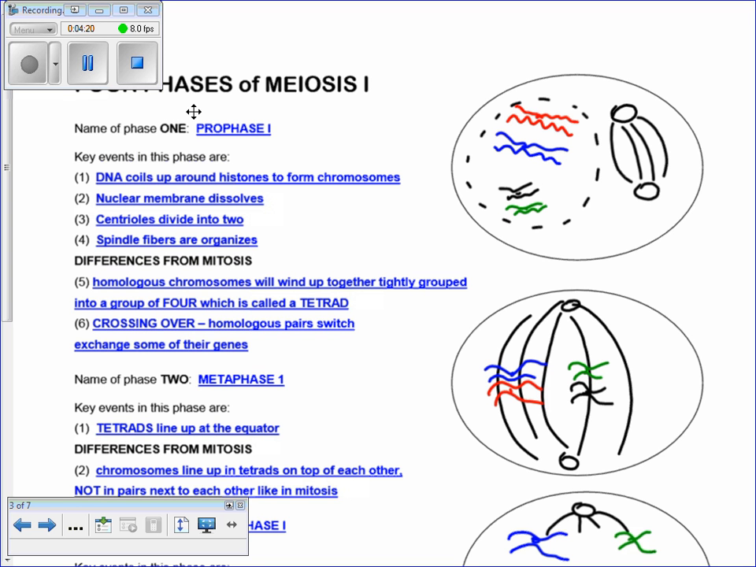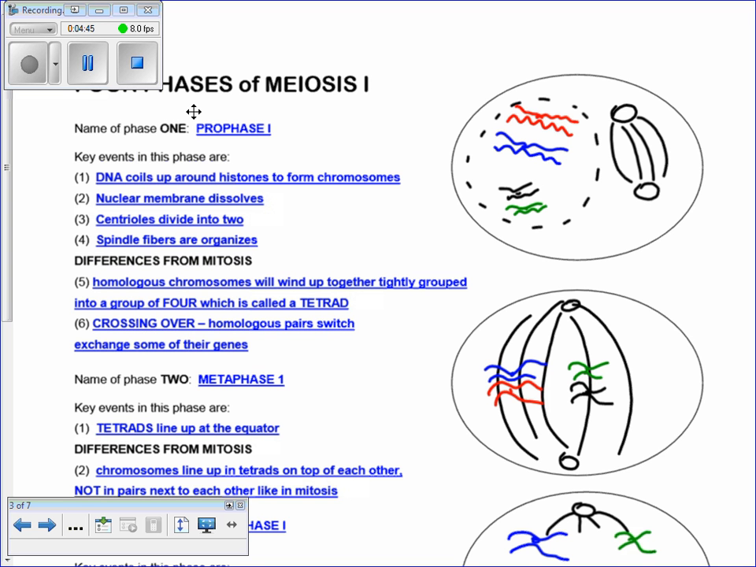Why are there 8 chromosomes right now? We've already gone through the S phase. We've already made our sister copies. Each chromosome made a sister copy. How many homologs are up here? Two pairs. What are the pairs?